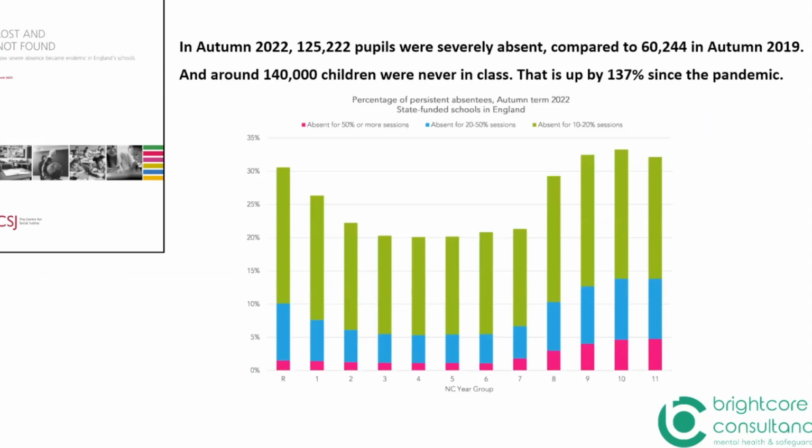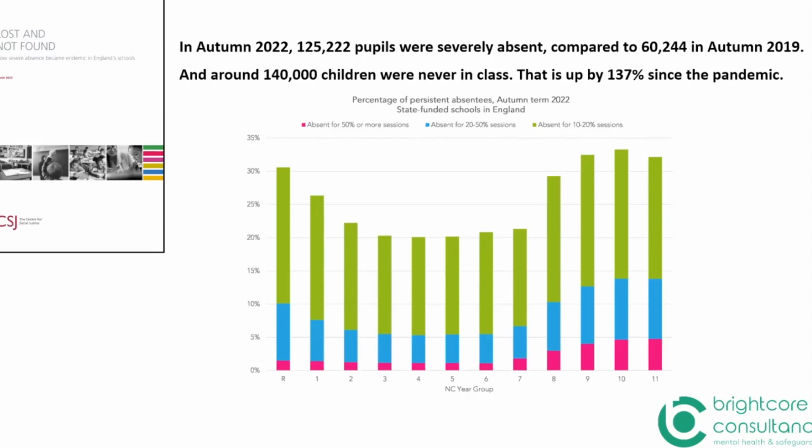If we look at research from the Centre for Social Justice that was published earlier on in March, their research showed, well, we've got 125,000 persistently absentee pupils at that point. And if you look at the data down at the bottom there, you can see also we've got a sizable percentage who were never in class, who are severely absent, 50% or more, and so on.